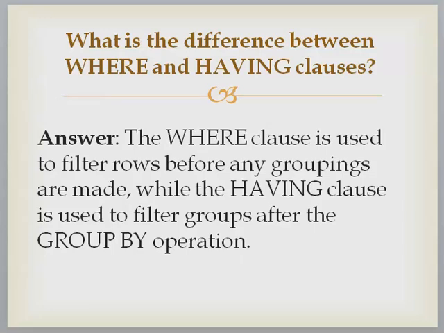What is the difference between where and having clauses? Answer: the where clause is used to filter rows before any groupings are made, while the having clause is used to filter groups after the group by operation.